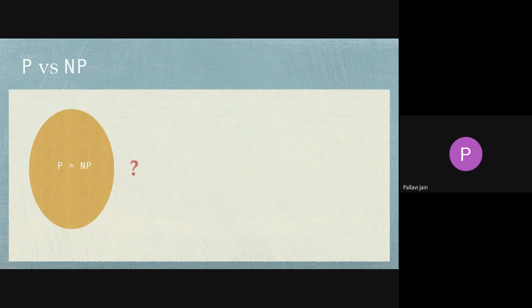But what we do know is that P is contained in NP. This picture actually doesn't correctly depict it. It is giving the impression that P is properly contained in NP, but we do not know this yet. My motive through this picture was only to show that P is contained in NP. So this is one thing we know.